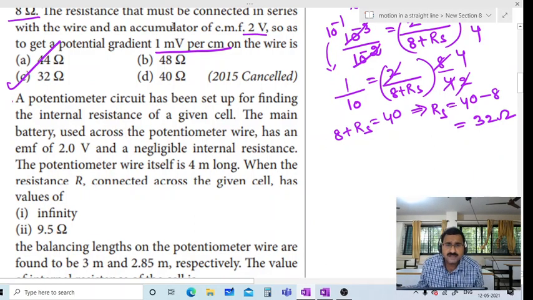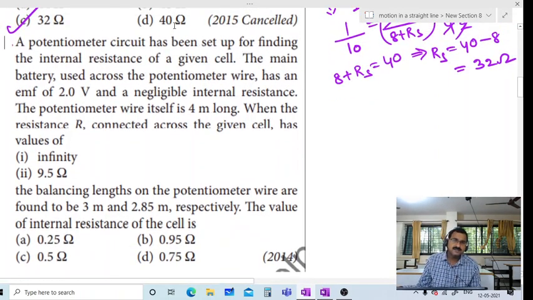A potentiometer circuit has been set up for finding the internal resistance of a given cell. The main battery used across the potentiometer wire has an EMF of 2 volt and a negligible internal resistance. The potentiometer wire itself is 4 meter long. When resistors of values infinity and 9.5 ohm are connected across the given cell, the balancing lengths on the potentiometer wire are obtained as 3 and 2.85 meter respectively. What is the value of internal resistance?